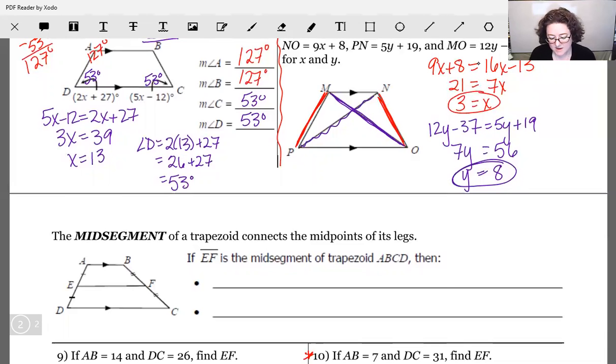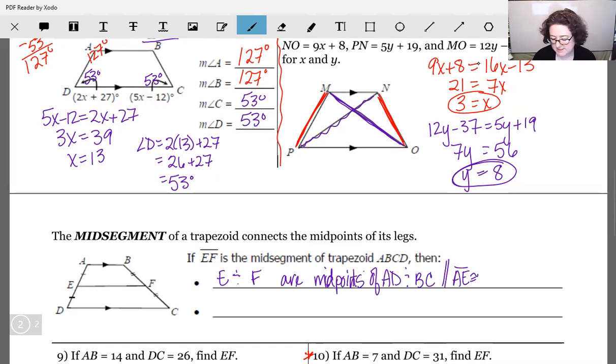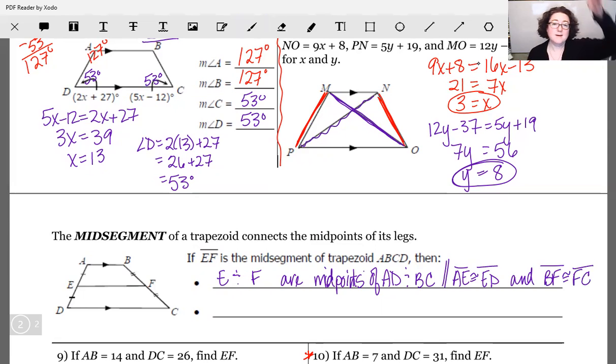So if EF is the mid-segment of the trapezoid, there's actually two things that we know. We know that E and F are midpoints of AD and BC. So this means two things. This means that segment AE is congruent to segment ED, and it means that segment BF is congruent to segment FC. So on the sides, those non-parallel sides, they are perfectly cut in half.